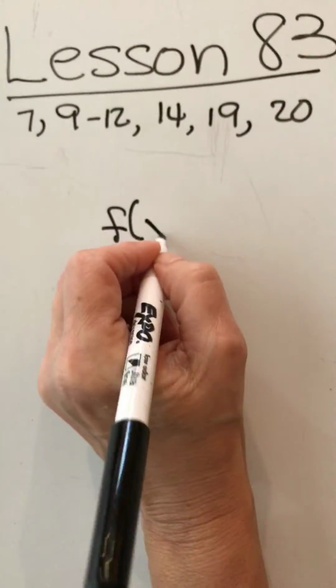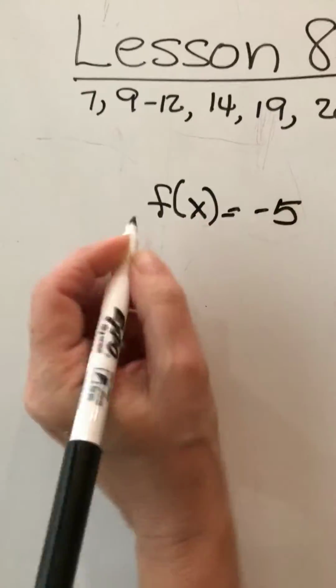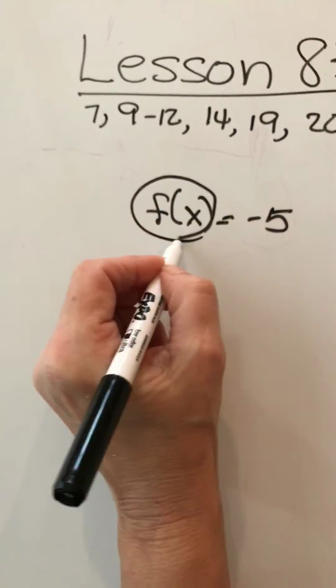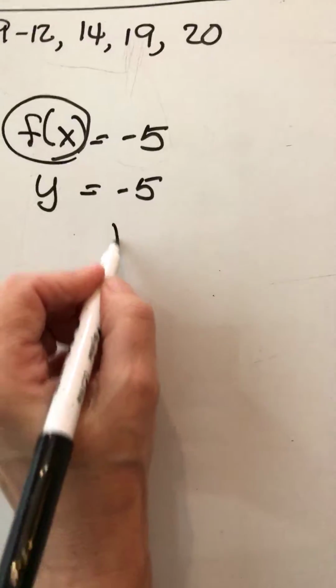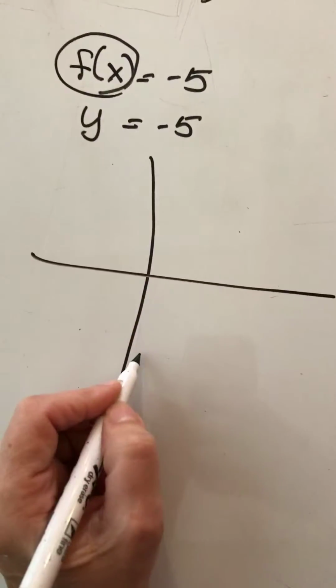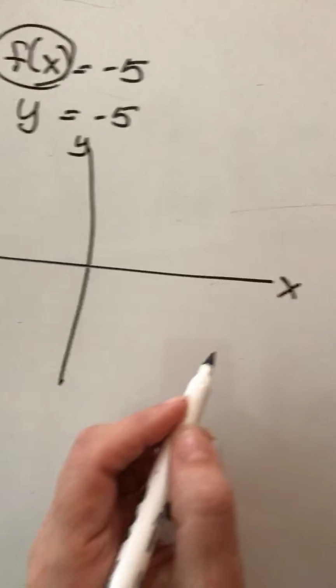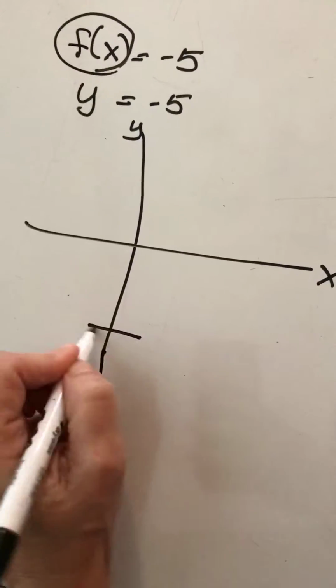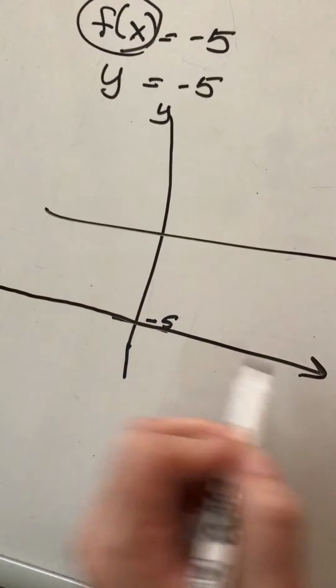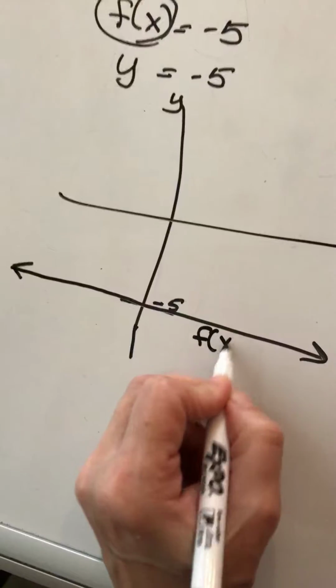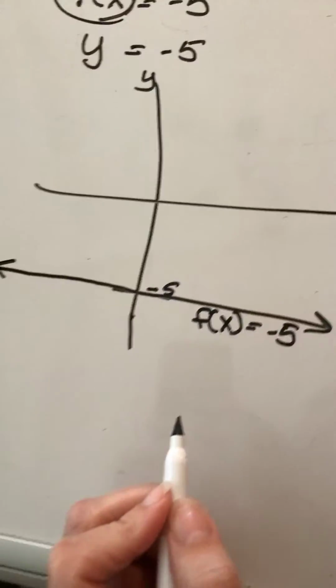Number 10 is find the domain and range of f, f of x equals negative 5. Remember, this whole value is my output, which is my y. It could be rewritten as y equals negative 5. When I graph that, here's my y-axis. This is my x-axis. Y is negative 5. Let's say this is negative 5. Oh, that is a really bad graph. But that is f of x equals negative 5, or y equals negative 5.